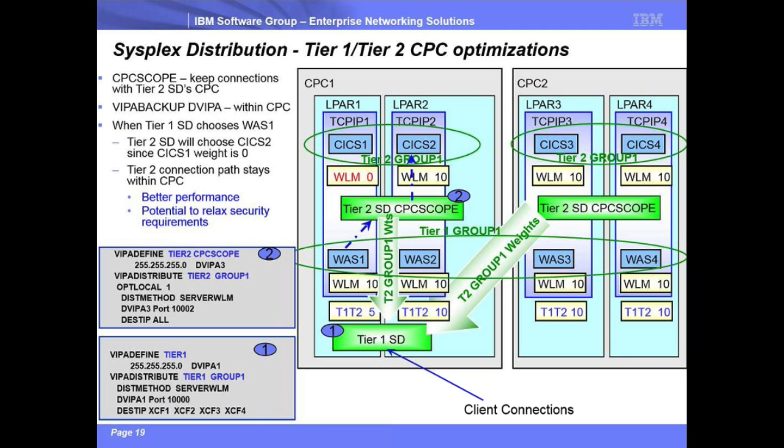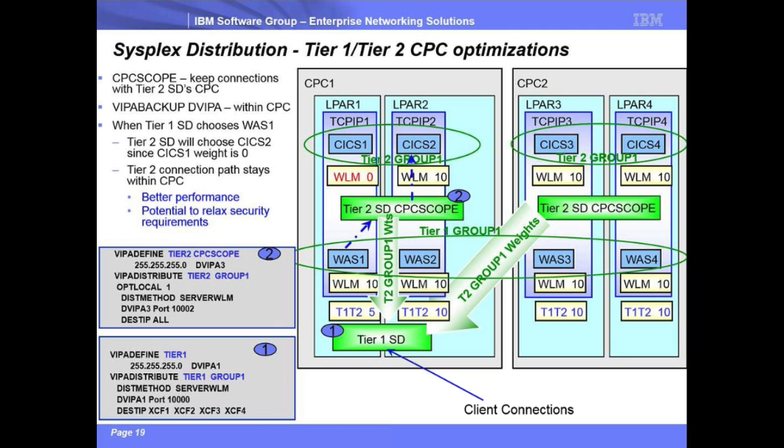So this allows better performance. Since we're keeping the data flow within the CPC, we can make use of HiperSockets. This also could reduce security requirements as well, since the data flow is staying within a CPC.